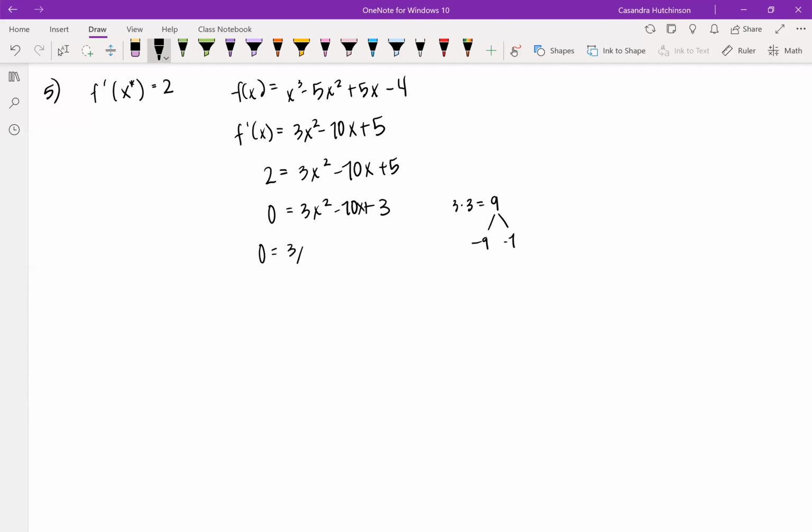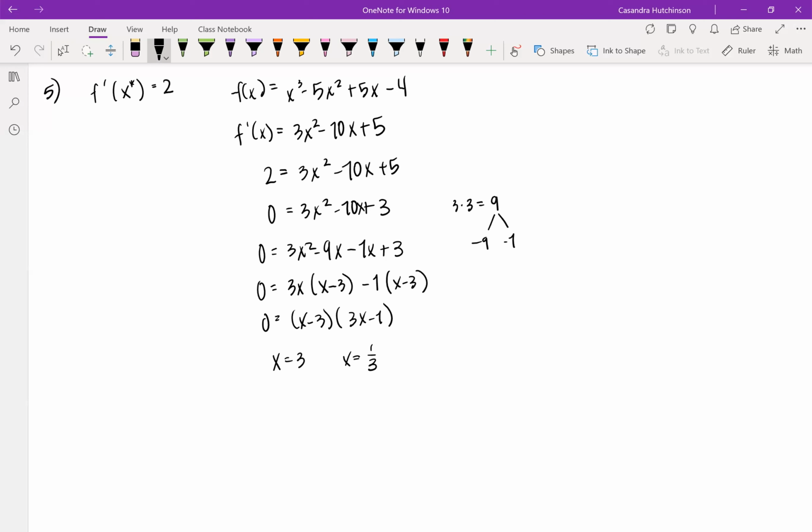So 0 equals 3x squared minus 9x minus 1x, because negative 10x is the same as the sum of negative 9 and negative 1. I factor by grouping. They both have a 3x, so that's x minus 3. They don't have anything in common, so I factor out a negative 1, a negative because this was a negative, and this will then be x minus 3. They now have a common factor of x minus 3, leaving behind 3x minus 1. So there are two solutions: when x is 3 or when x equals 1/3.